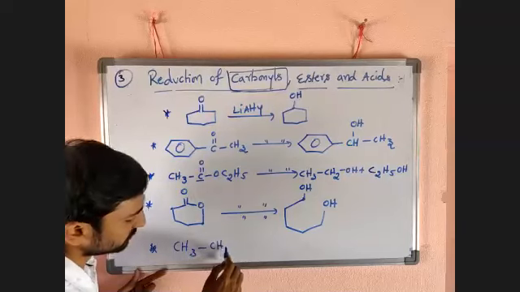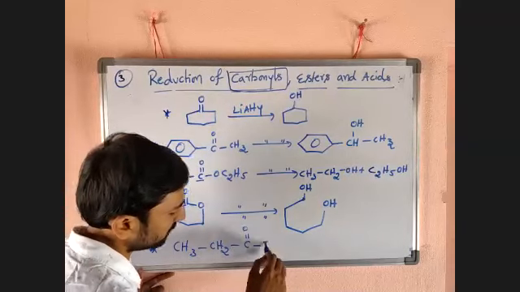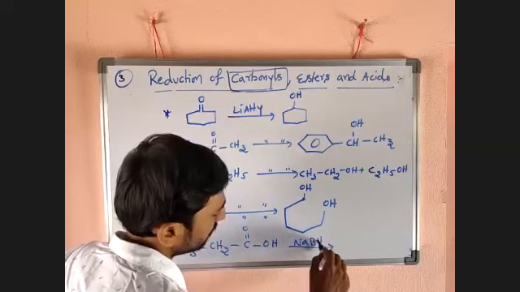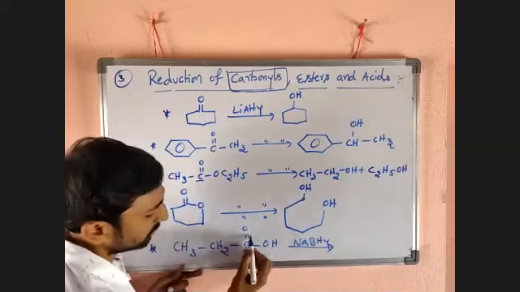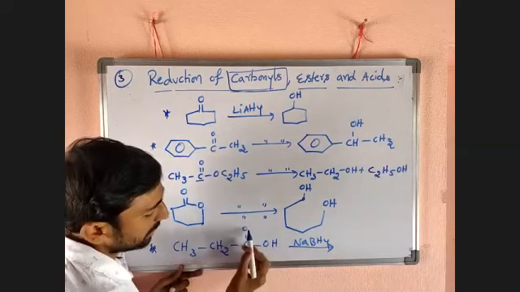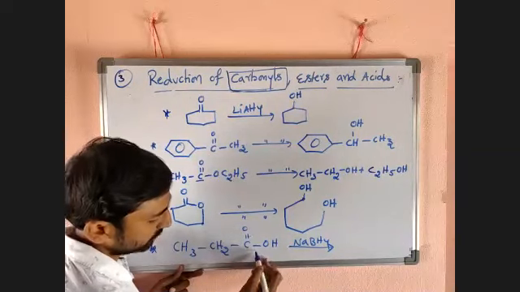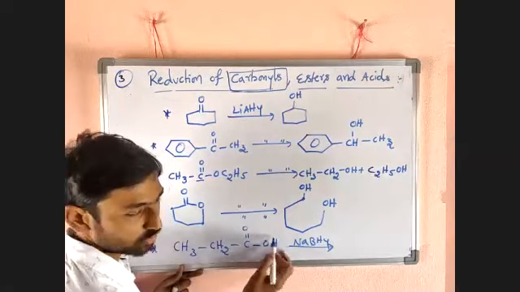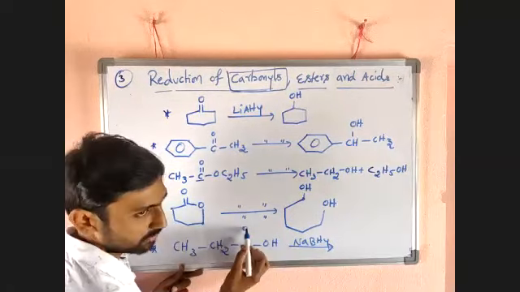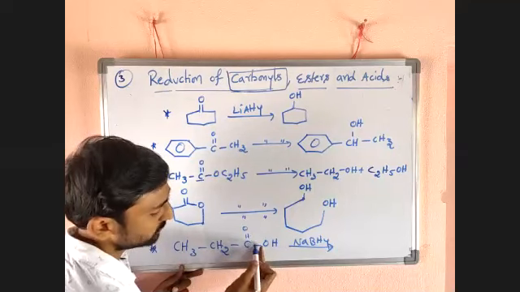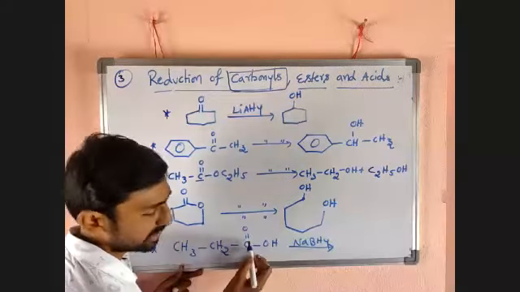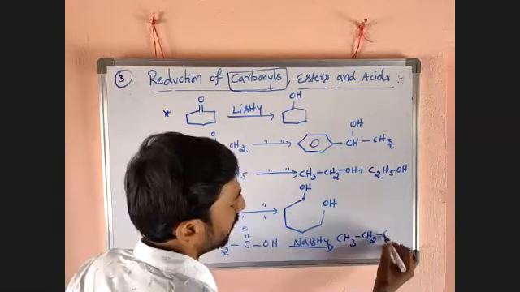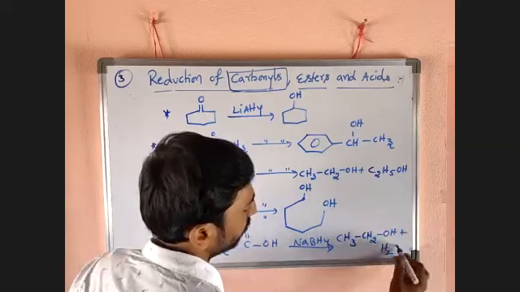CH3CH2COOH. How to reduce COOH in the presence of NaBH4? Just clear the double bond and add H here, clear that bond and add H here. Then this will convert into H2O. After getting H, it will convert to OH. It gets two hydrogens, one from this side and one from this side. It will convert into CH2. Now CH3CH2OH plus H2O.